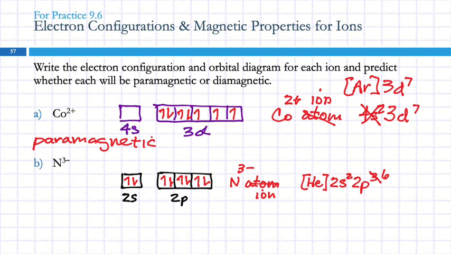Paramagnetic or diamagnetic? Diamagnetic. They're all paired up. These guys are all paired up. Hey, any questions?